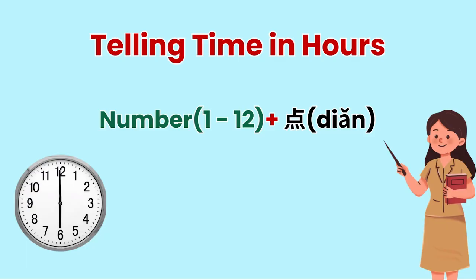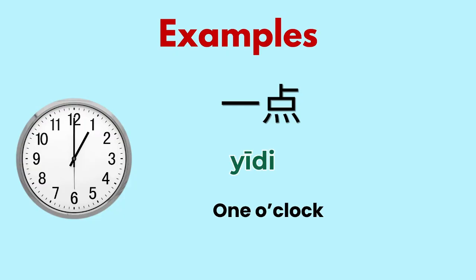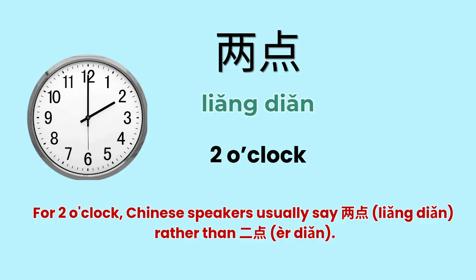Now it's time to learn how to tell time in hours. It's a very simple formula. Number plus diǎn. Example. Number 1. 1 o'clock. 2 o'clock. For 2 o'clock, Chinese speakers usually say 两点 rather than 二点.